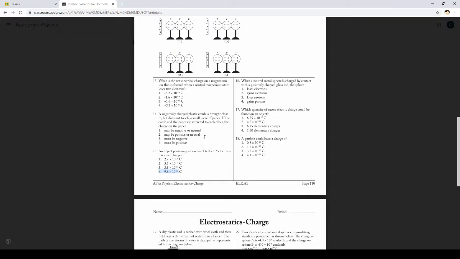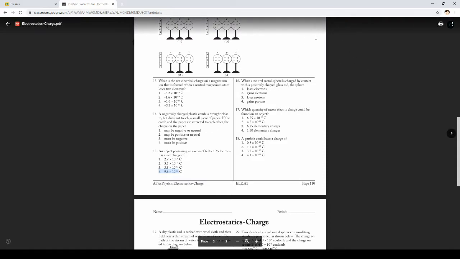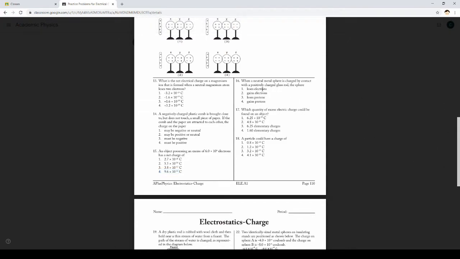Number 16. When a neutral metal sphere is charged by contact with a positively charged glass rod, the sphere, so we have to imagine that we have a neutral sphere, and we touch it with a positive rod. The positive rod is going to take some electrons off of the sphere and put them on the rod to cancel out the positive. That will leave behind a positive charge on the sphere. But if the sphere became positively charged, that means it must have lost electrons, which is that answer choice there.